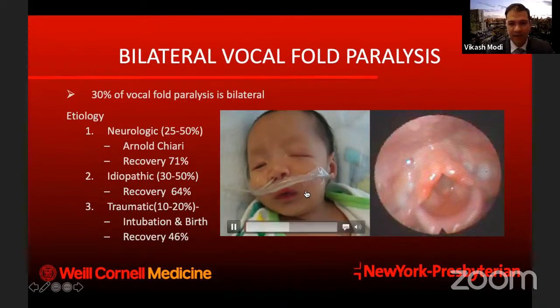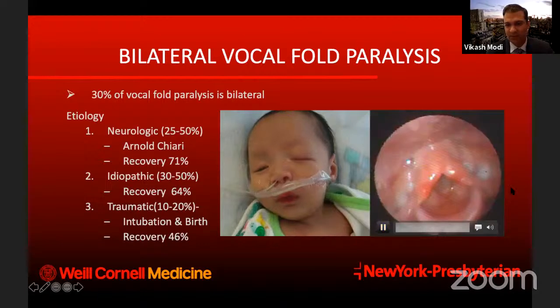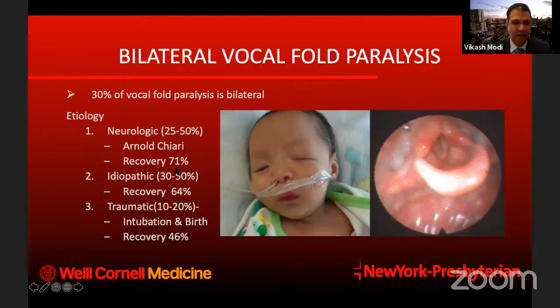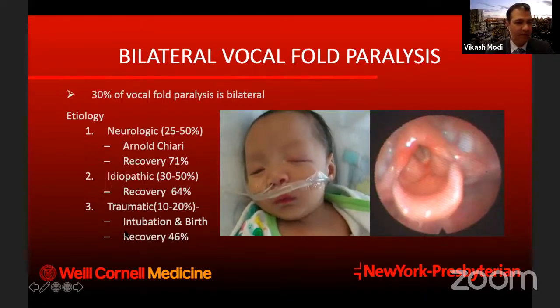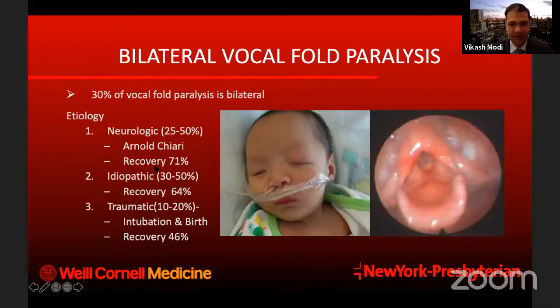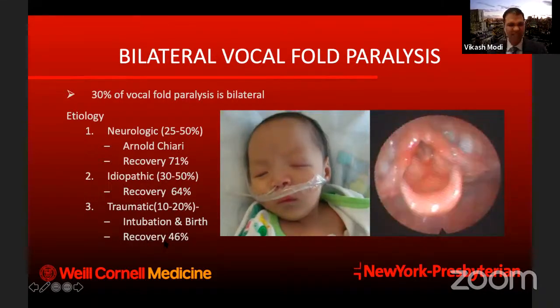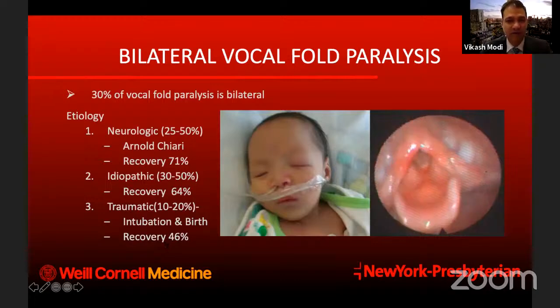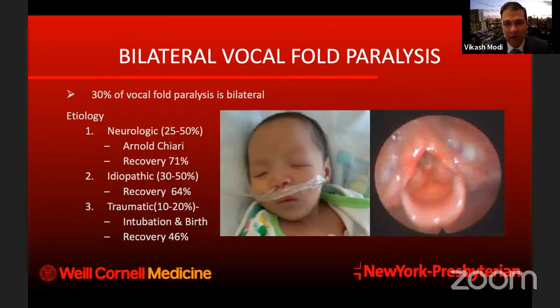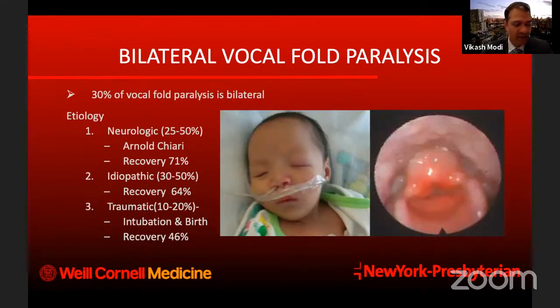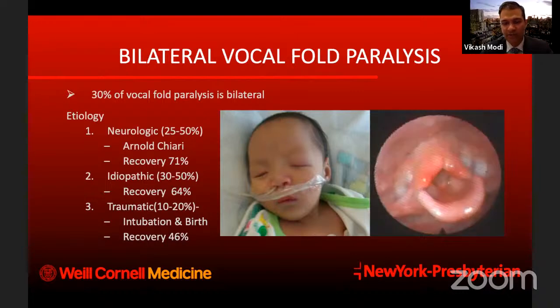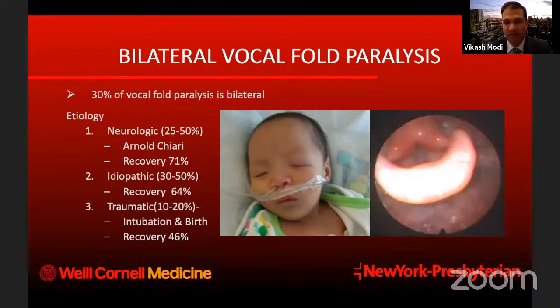So bilateral vocal fold paralysis is 30% of all vocal fold paralysis. And typically they present with biphasic stridor. This is what your scope exam looks like. Now, you notice there are 3 common etiologies, but look at these recoveries. 71% recover, 64% recover, 46% recover. I'd say about 50% of all bilateral vocal fold paralysis recovers. So oftentimes in these kids, about half of these kids will require a tracheostomy if it's congenital bilateral vocal fold paralysis.